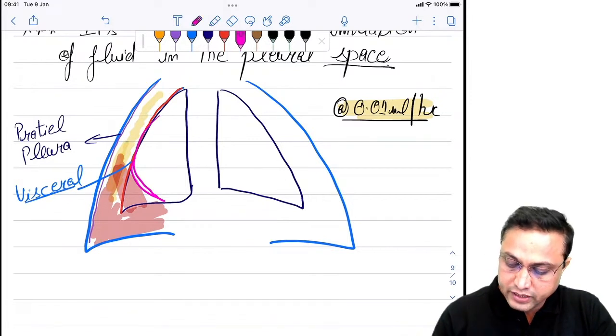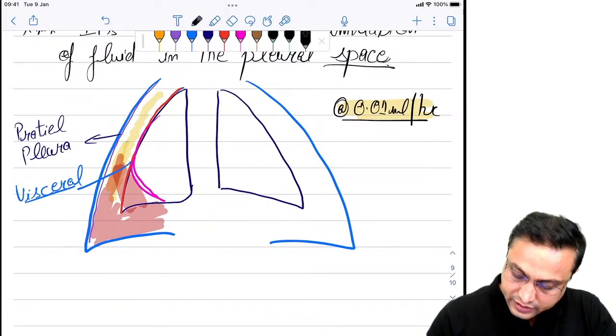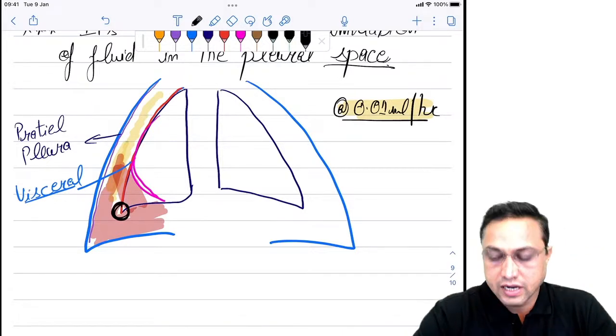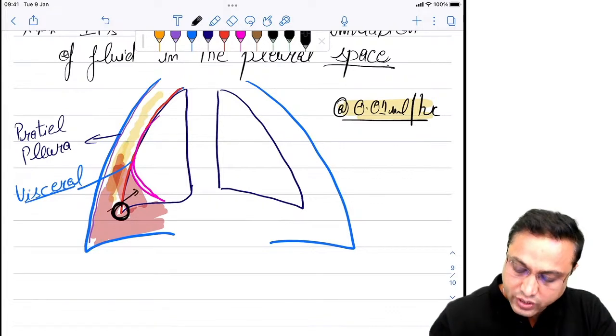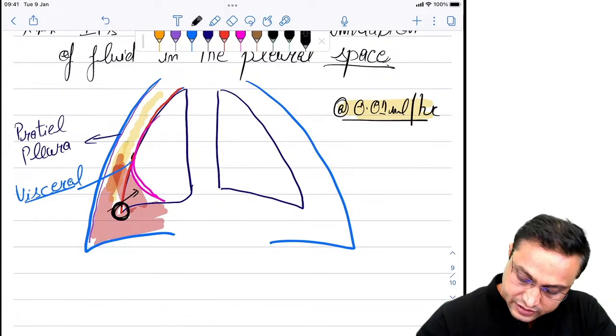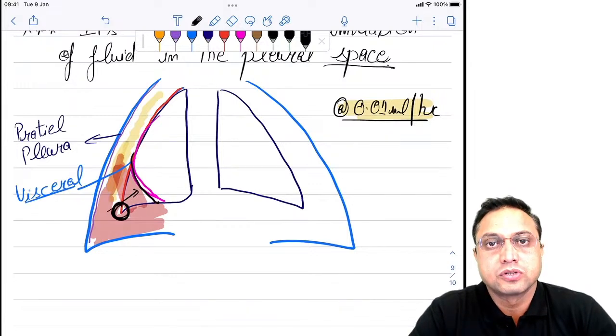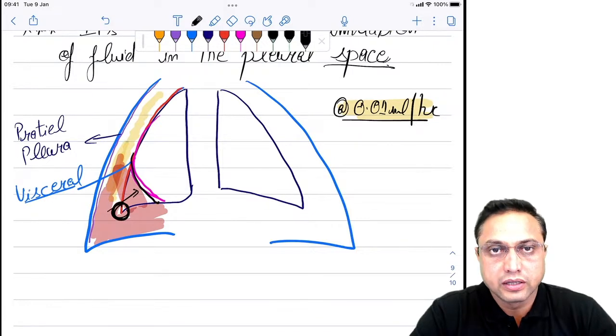So it is going to make the lung collapse. Understand the concept over here. Initially, the CP angle, the costophrenic angle, was at this level. But now, my dear friend, the fluid has accumulated this much that it has pushed the lung to get compressed or to get collapsed. So it is going to make the lung collapse or compress the lung. This we have understood till now from the definition.